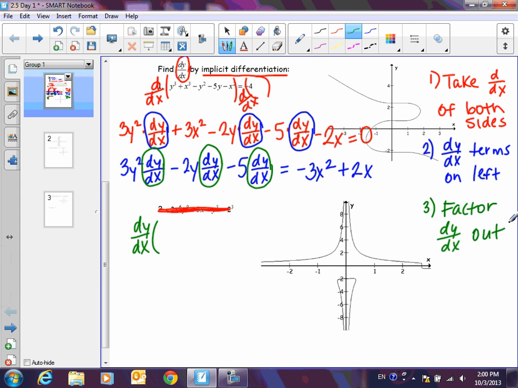All right. So this is just like algebraic factoring. Dy over dx is a weird term, but it's just like if this was any other letter. So we're just going to write, well, what's left? The 3y squared is left, the minus 2y is left, and then the minus 5 is left. So I factored that term out. I divided it out from all those. The right side, well, nothing's happened to that yet. We're just going to rewrite it. There was nothing to factor out of it.